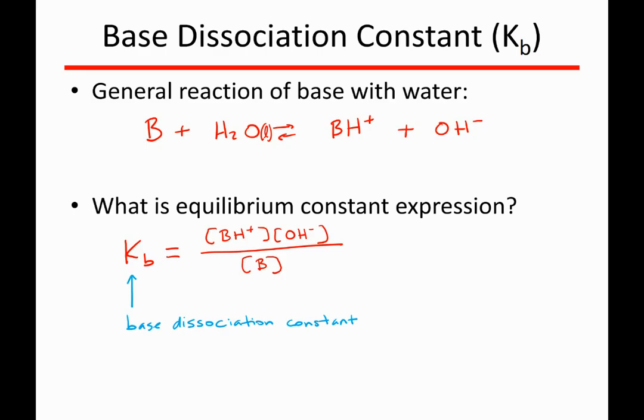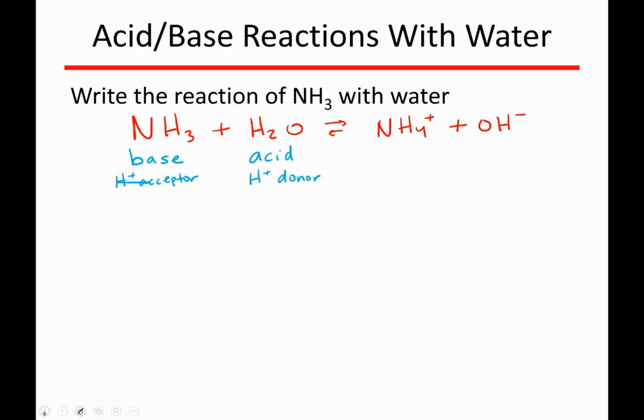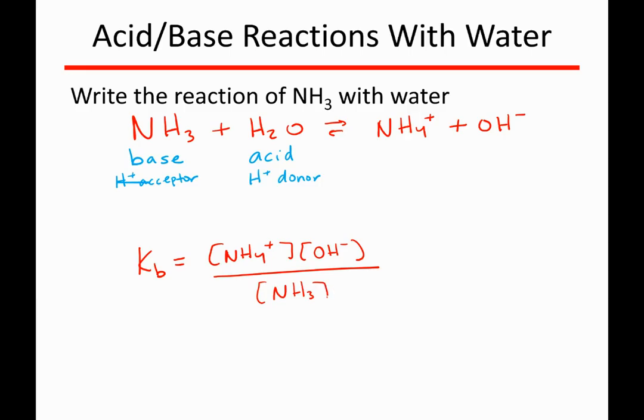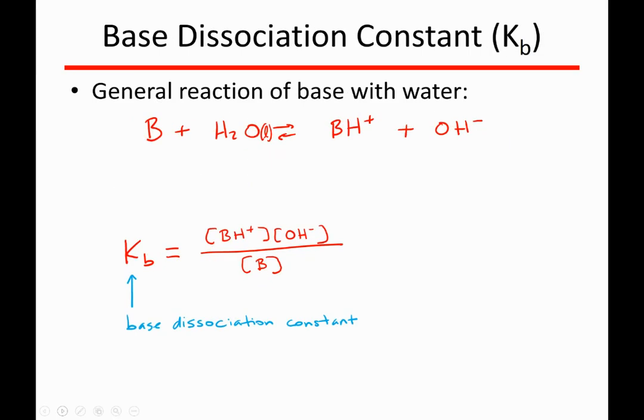If we were to take a look back at the equilibrium reaction for NH3 in water and write the Kb expression for that, what we would get is that for this reaction, Kb is equal to the concentration of NH4 plus times hydroxide over NH3. Just for the sake of completeness, it's nice to see a specific case in addition to the general case. That brings us to the end of this video, and in our next video, we'll talk about finding the value of Kb.